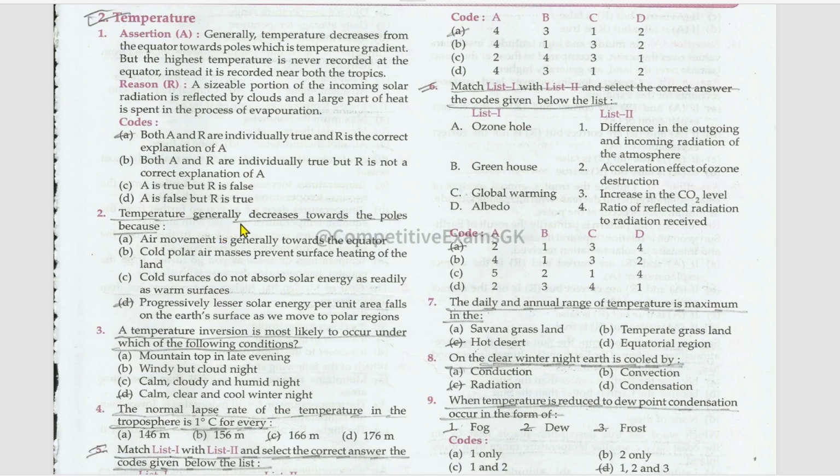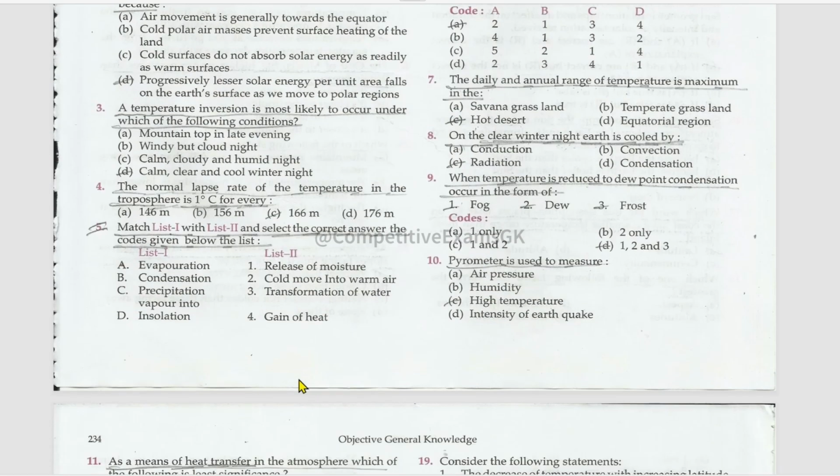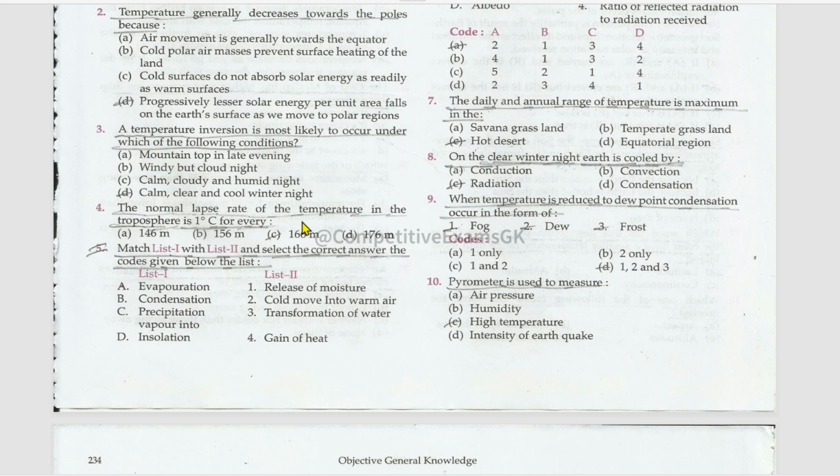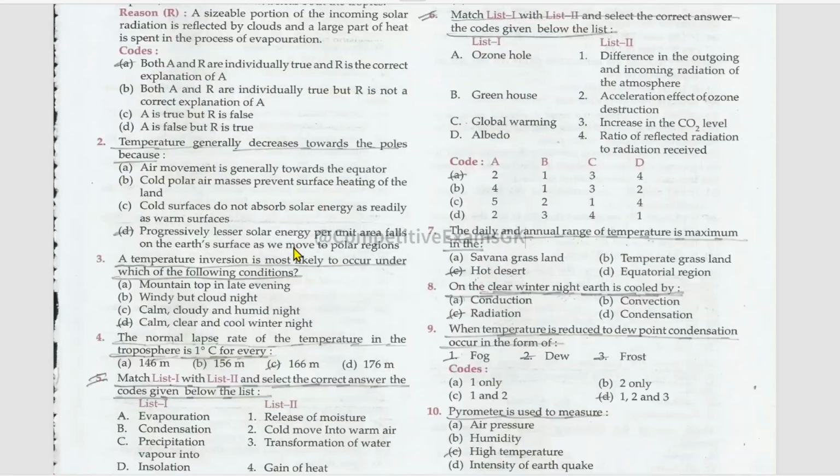Temperature generally decreases towards the poles because progressively lesser solar energy per unit area falls on the Earth's surface as we move to polar regions. A temperature inversion is most likely to occur under which of the following conditions? Under calm, clear, and cool winter night. The normal lapse rate of the temperature in the troposphere is 1 degree Celsius for every 166 meters.